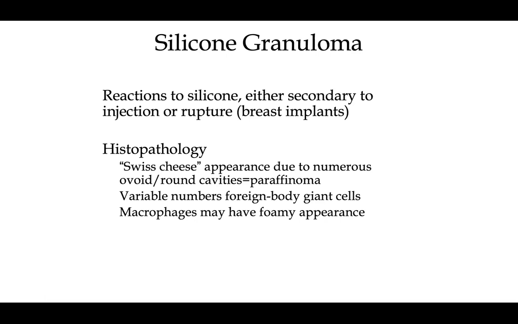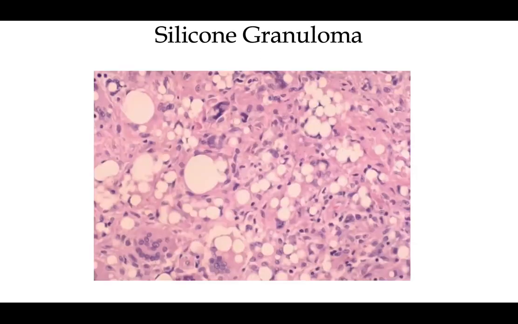The histopathology is likened to a Swiss cheese appearance due to the numerous ovoid and round cavities. That's known as a paraffinoma. You'll see variable numbers of foreign body giant cells and macrophages, and they have a foamy appearance. So here's your Swiss cheese example of the silicone granuloma. These droplets of silicone within the tissue and surrounding lymphohistiocytic and granulomatous inflammation with multinucleated giant cells.